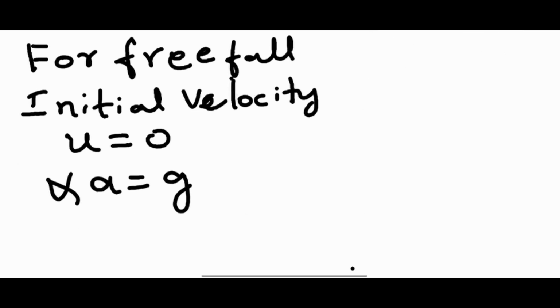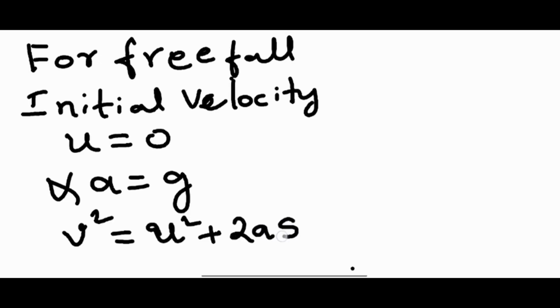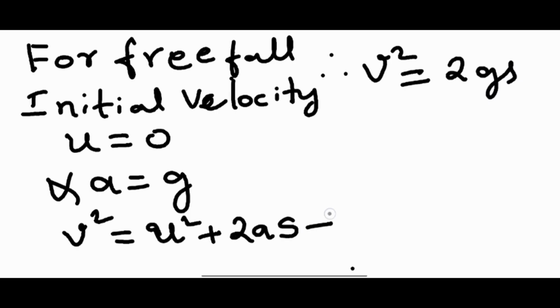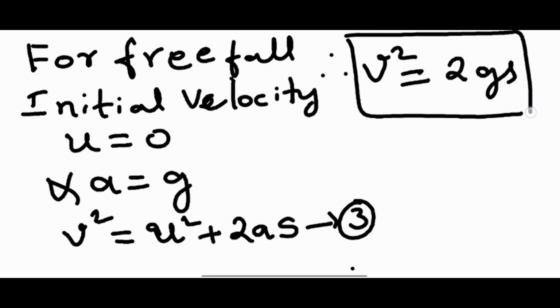And the third kinematic equation is v squared is equal to u squared plus 2as, and here u is equal to 0 and a is equal to g, therefore v squared is equal to 2gs. This is the third kinematic equation: v squared is equal to 2gs.